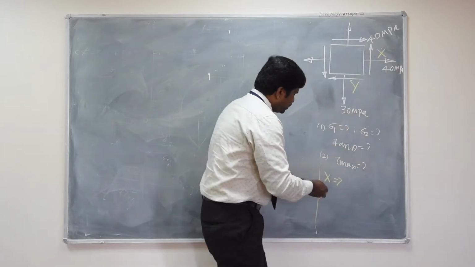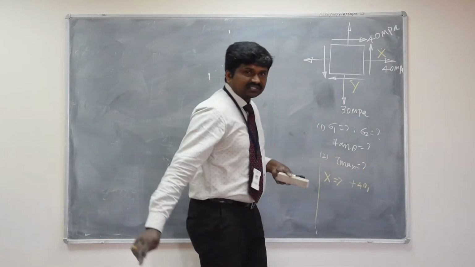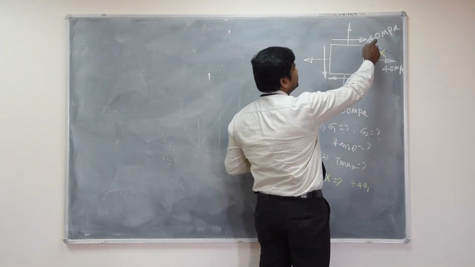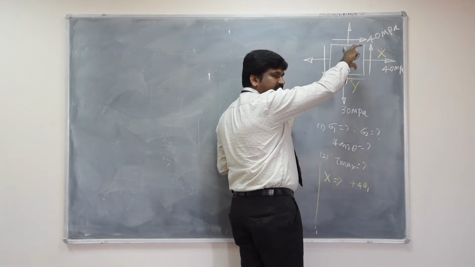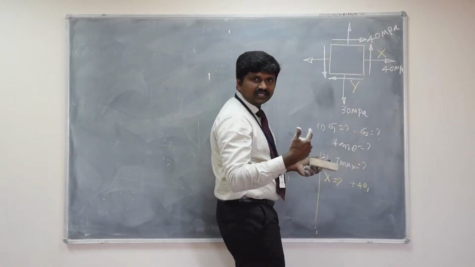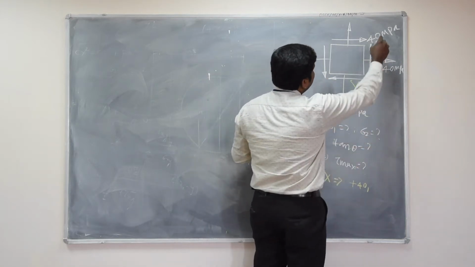So this is 40, plus 40, because it is a positive normal stress. And what is the sign convention of this? See, this is the shear stress acting in the counterclockwise direction. Counter means, please recall the sign convention which I told earlier. Counter means below, so it is supposed to be minus 40.